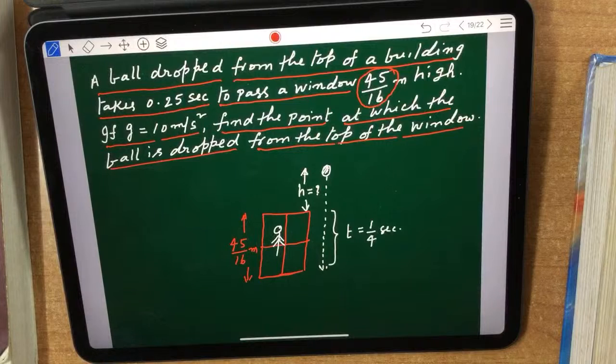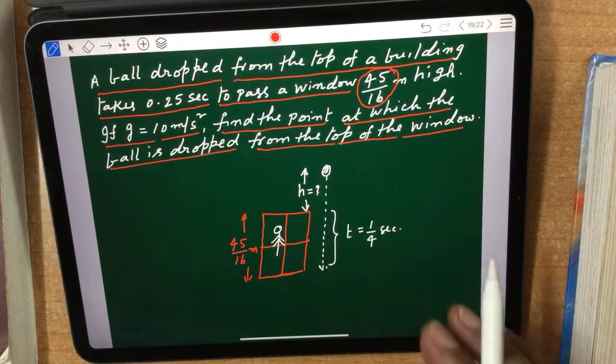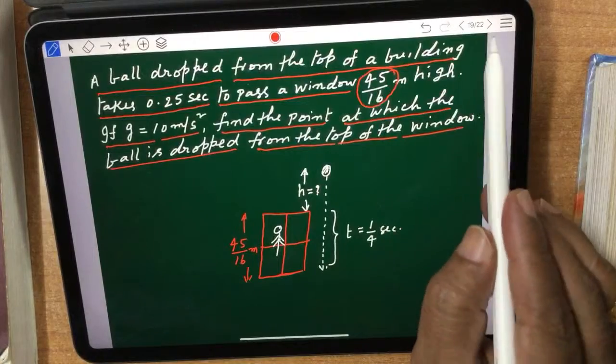Actually, one dimension problems are not so easy. Two dimension problems, projectile problems, are easy. But one dimension, especially when a body is projected vertically up, they are tough. But anyhow, in the next class I am going to discuss those. Okay. So let me explain this.